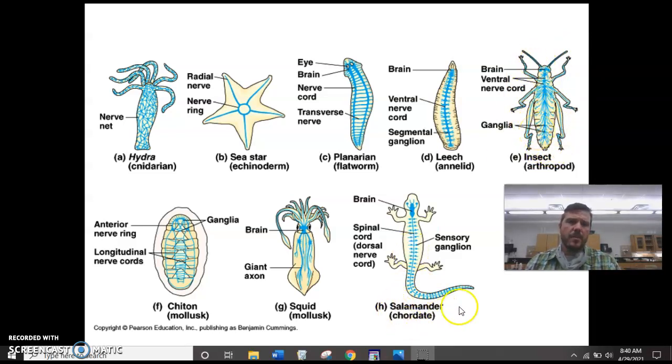And then we'll just jump ahead to an animal where we've got a true brain, we've got a spinal cord, we've got lots of ganglia that all work together. So you can pause the video, take a look at this. It's sort of interesting to see where things are as far as nervous systems go.